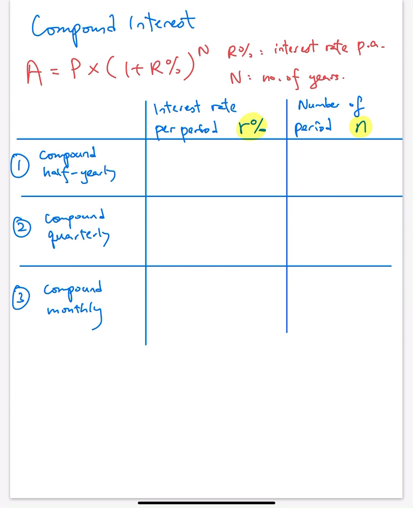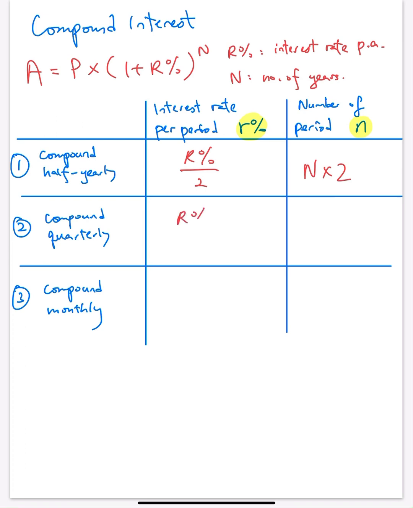So the interest rate per half year uses our big R. Big R means the interest rate per annum. So we use the big R% divided by 2 to calculate the half year interest rate, isn't it? The number of periods that we need to calculate is the big N times 2, because N is the number of years, and in 1 year there are 2 half years. So N times 2 is the total number of periods if it is compound half yearly.